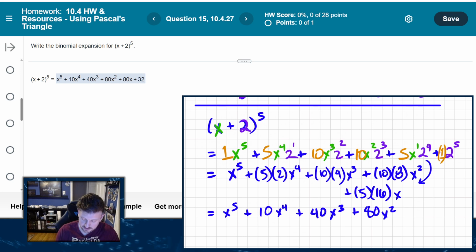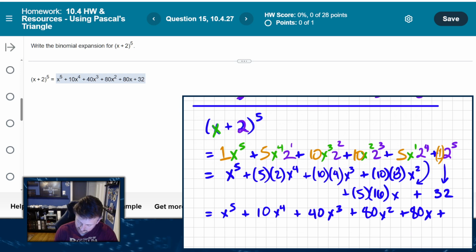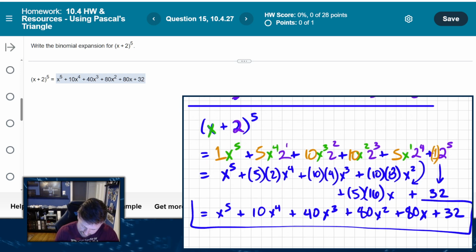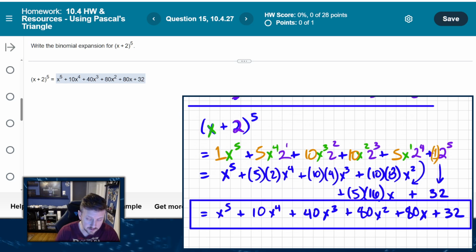Times x to the 1st. 5 times 16 is also 80, so we have 80x. And then we end up with just 2 to the 5th, I misspoke, I said that the wrong way. 2 times 2 times 2 times 2 times 2, that is 32. And so that's how we end up with what we see above me: 5x to the 5th plus 10x to the 4th plus 40x cubed plus 80x squared plus 80x plus 32.